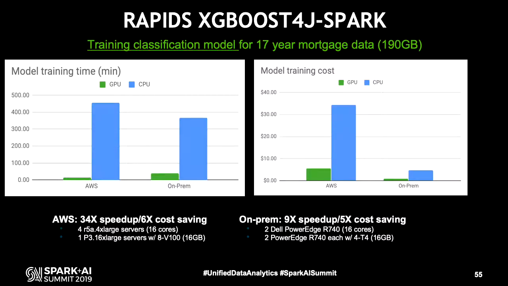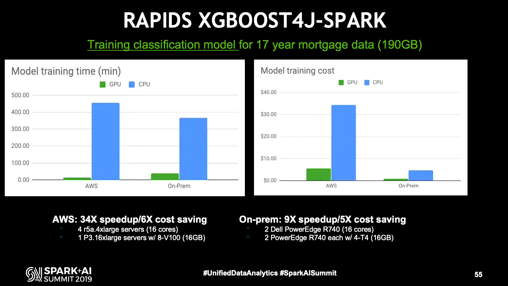So on AWS, we're comparing 4 R5a 4xlarge servers with 16 cores each to one P3 16xlarge server with 8 V100 GPUs. And in this case, we're seeing a 34X speedup. And that's going from like 7.5 hours down to 15 minutes or so. So you can see a huge benefit there. And if you look at the cost side, we're still seeing a 6X cost improvement.